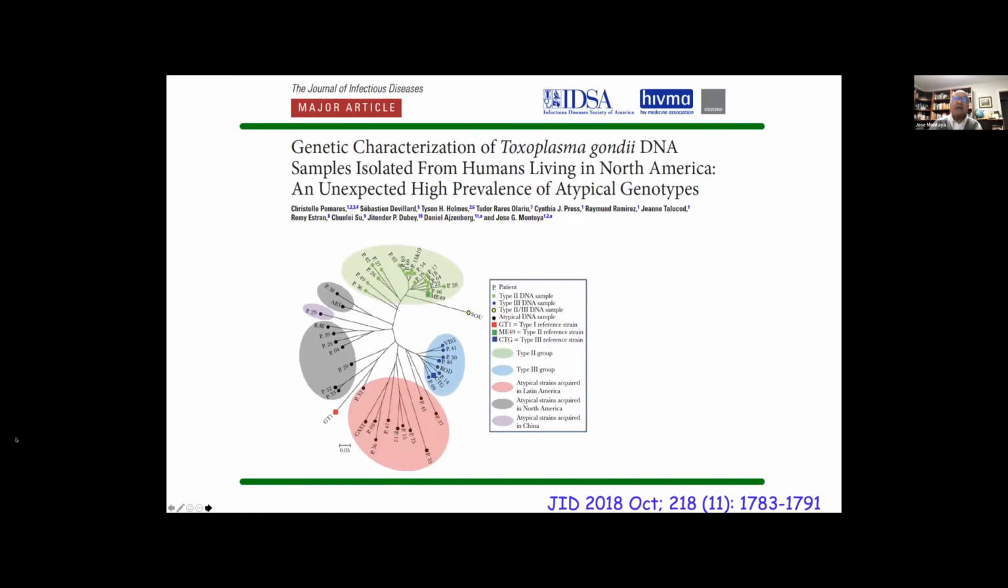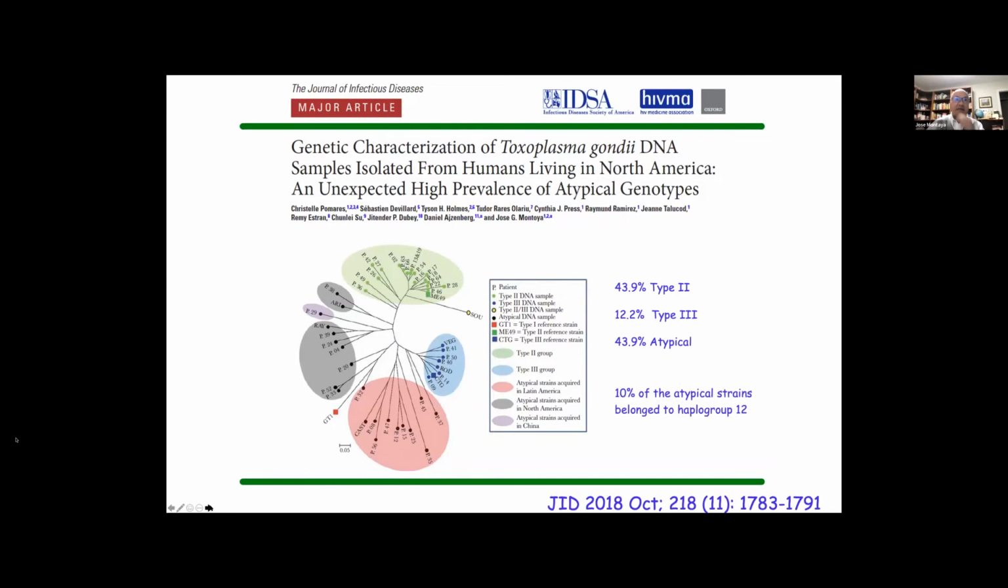This is a phylogenetic tree of strains infecting patients in the United States that we published 3 years ago, where we found there was a type 2 representation similar to Europe, but there is a significant representation of atypical strains, like the ones that are seen in Latin America, here in yellow. So in the US, primarily we see about 44% type 2, 44% atypical, and about 12% of the type 3 that is of the lower virulence. So the US appears to be in the middle between some of what is seen in Europe and some of what is seen in Latin America.